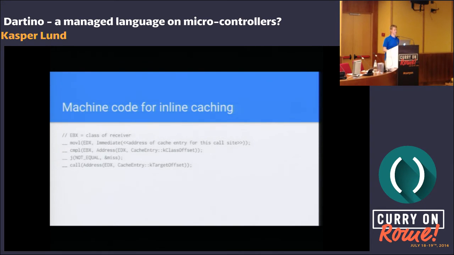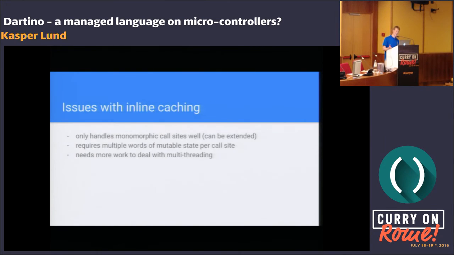But you do get some nice benefits in terms of security, in that you don't have writable sections of code floating around in the system. It still has the problem that it requires multiple words of mutable state per call site. It's hard with multi-threading as well, and it only really handles monomorphic call sites, places where you only see one kind of object floating around. That's the only thing it really handles well. It certainly can be extended to the polymorphic cases, but it doesn't deal well with call sites where a large set of different kinds of objects flow through. You need another approach for that.